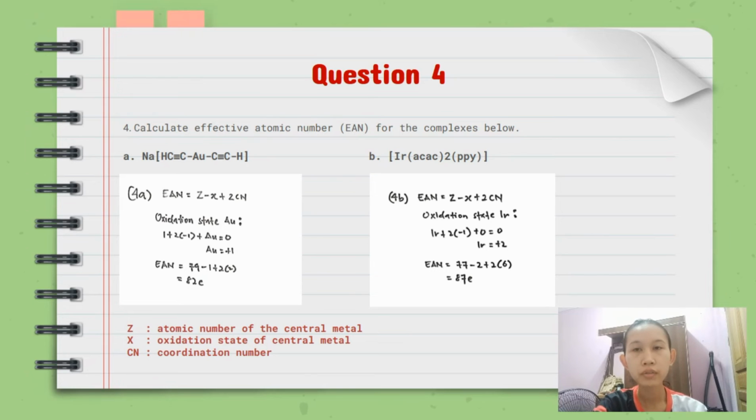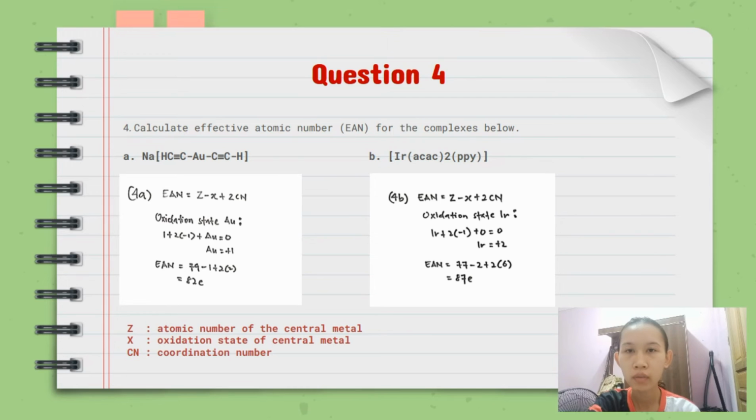For question 4, we calculate the effective atomic number. The formula to find the EAN is Z minus X plus 2CN. Z stands for the atomic number of the central metal, and X is the oxidation state of the central metal, plus 2CN. CN is the coordination number. It's times 2 because each ligand donates 2 electrons.